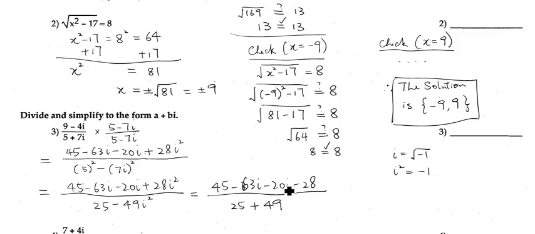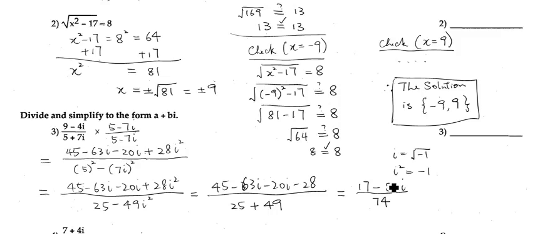Now let's combine the like terms. We have 45 minus 28. So what would that be? That would become 17 minus 83i, the whole thing over 74.